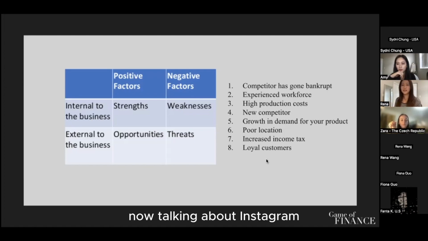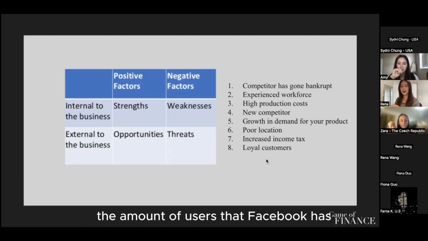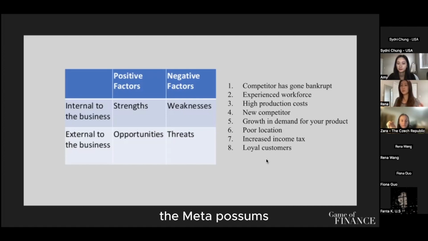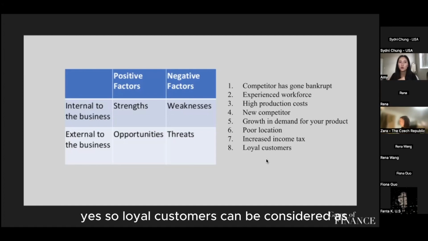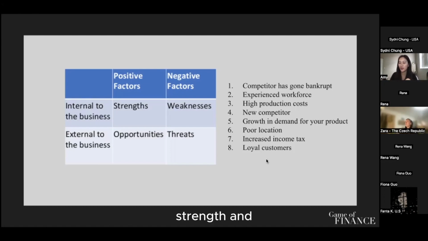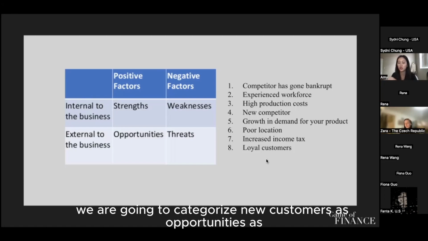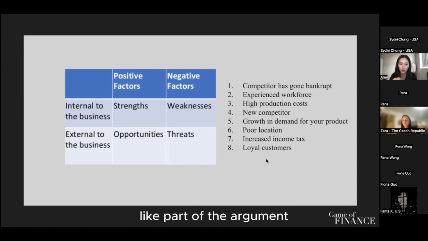Now, talking about Instagram, Instagram is owned by Facebook. This expands further the amount of users that Facebook has, or the Meta company, the Meta Platforms, that's what it's called now. And I think maybe new customers, that is an opportunity, but old customers, loyal customers, are still a strength. Yes, so loyal customers can be considered as strength and opportunity, but definitely we're gonna categorize new customers as opportunities, as part of the argument, right?